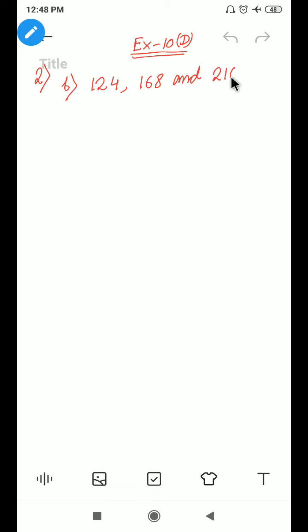So let's see. Question number 2, exercise 10D. Three numbers are given here: 124, 168 and 210. So what to do?